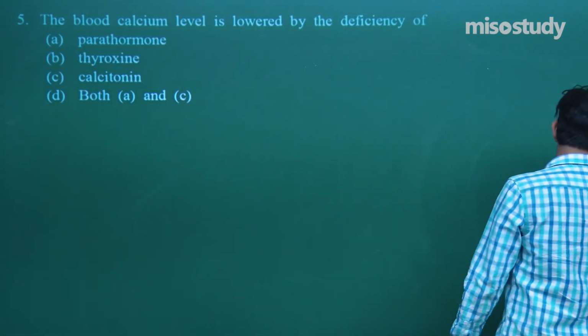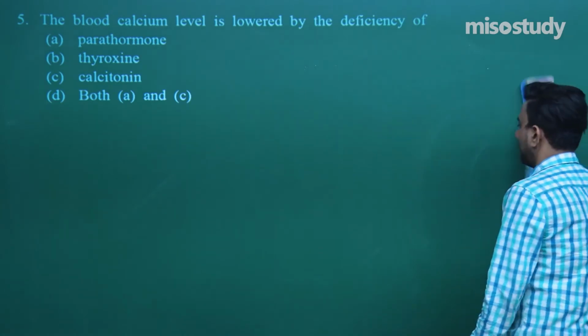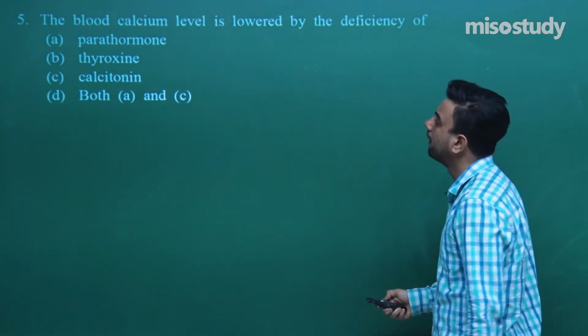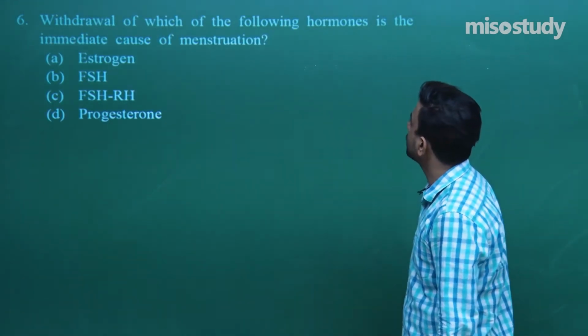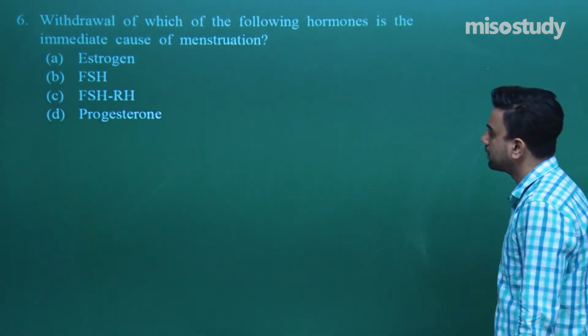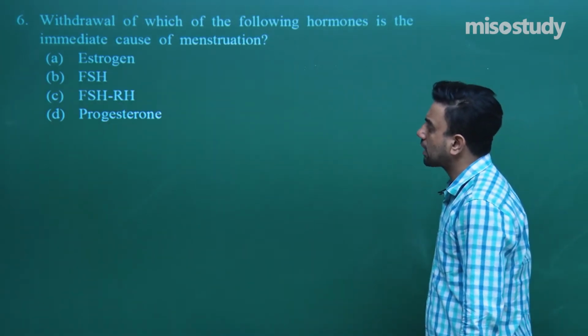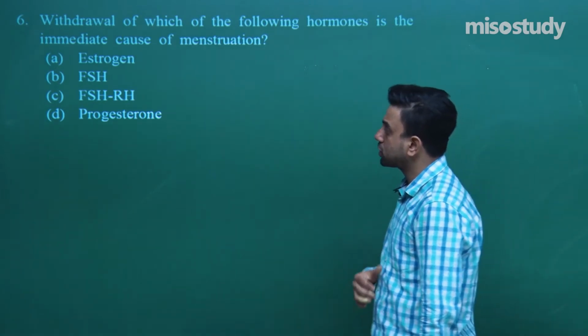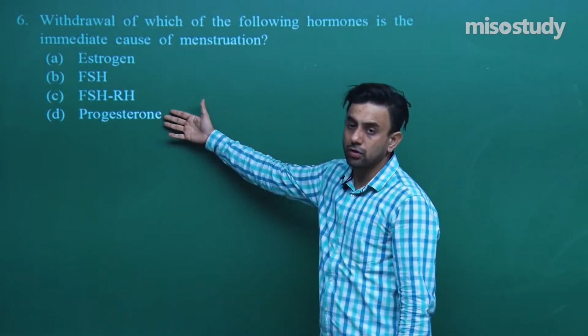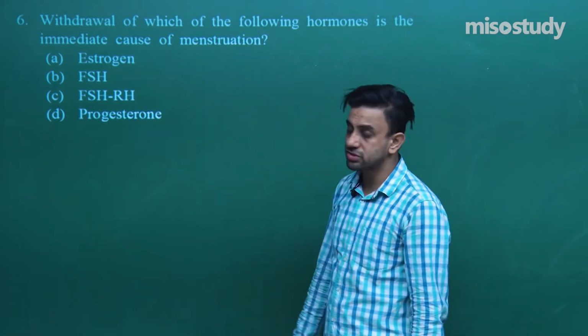We move on to the next question. Withdrawal of which of the following hormones is the immediate cause of menstruation? See, actually, the options are estrogen, follicle stimulating hormone releasing hormone, and progesterone.